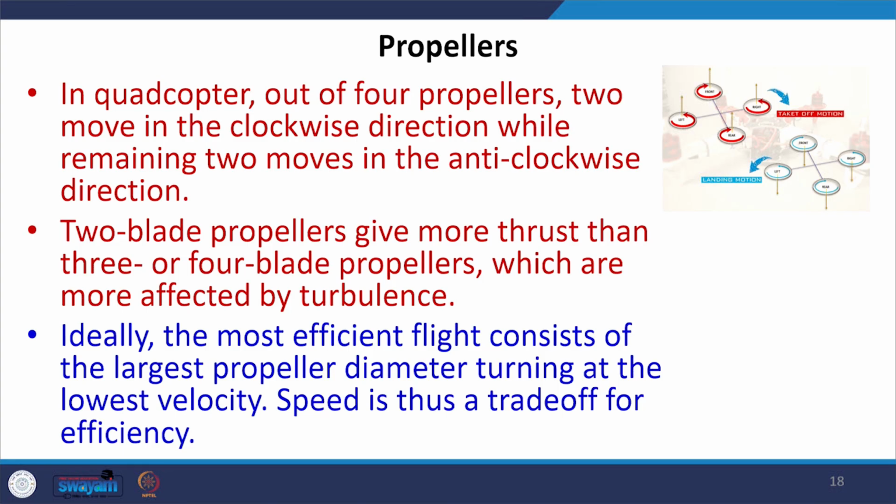The two blade propellers will give more thrust than 3 or 4 blade propellers, which are more affected by the turbulence. Ideally, the most efficient flight consists of the largest propeller diameter turning at the lowest velocity. So, speed is thus a trade-off for efficiency. So, whether we want higher speed or bigger propellers.